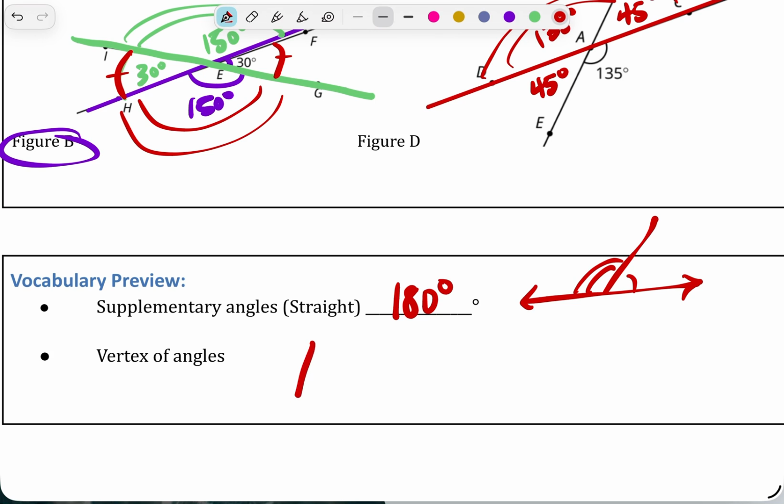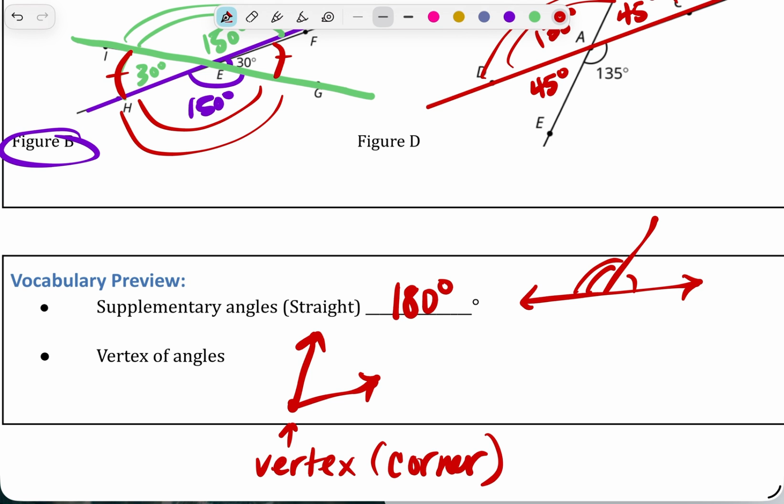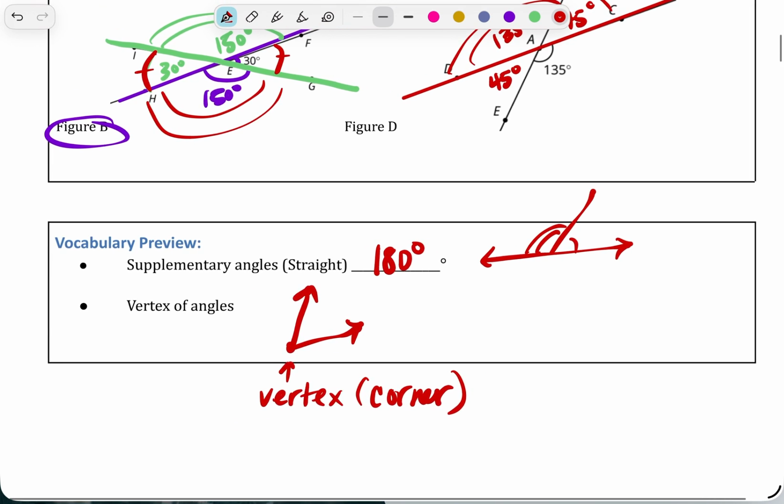Vertex of angles is, I like to call it the elbow. Let's put arrows at the ends on these rays and label that vertex. Basically means corner of an angle. Pause this video if you need more time. Let's move on.